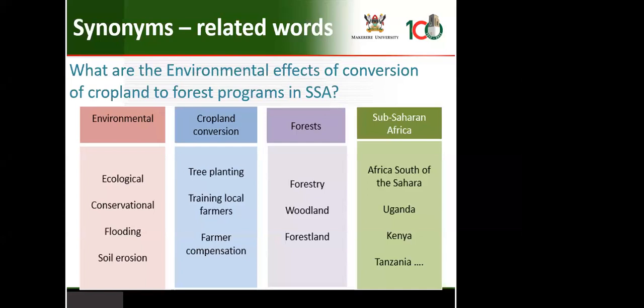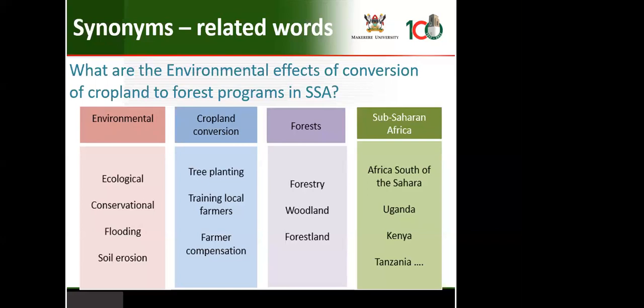We need to pick out those words. And I know you'll ask me, but where do we get those words from? There are different ways, as we shall see. So I have an example here. What are the environmental effects of conversion of cropland to forest programs in sub-Saharan Africa? The words that you're seeing up there on top are the words that I picked from the title.